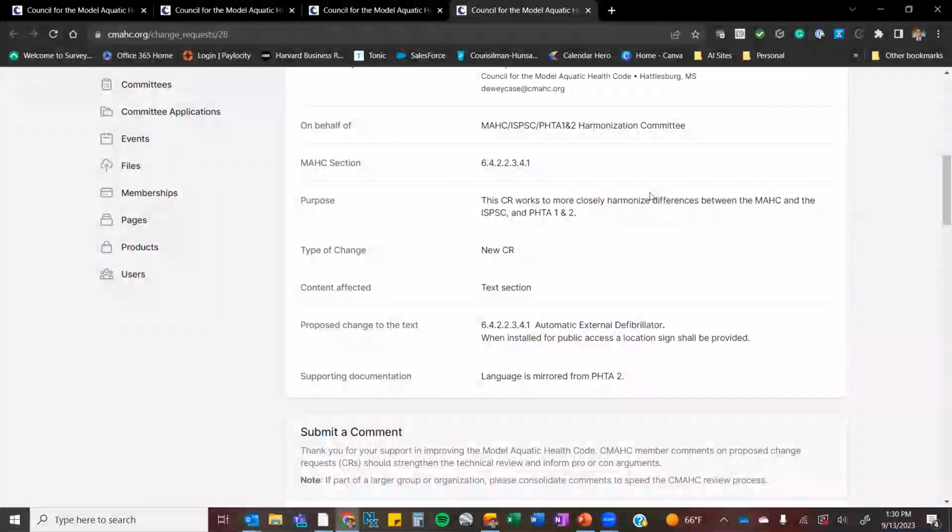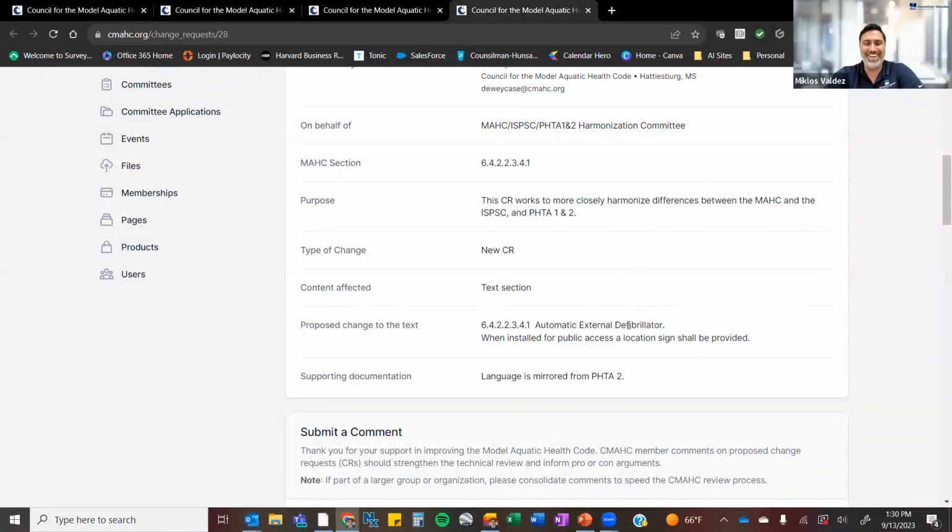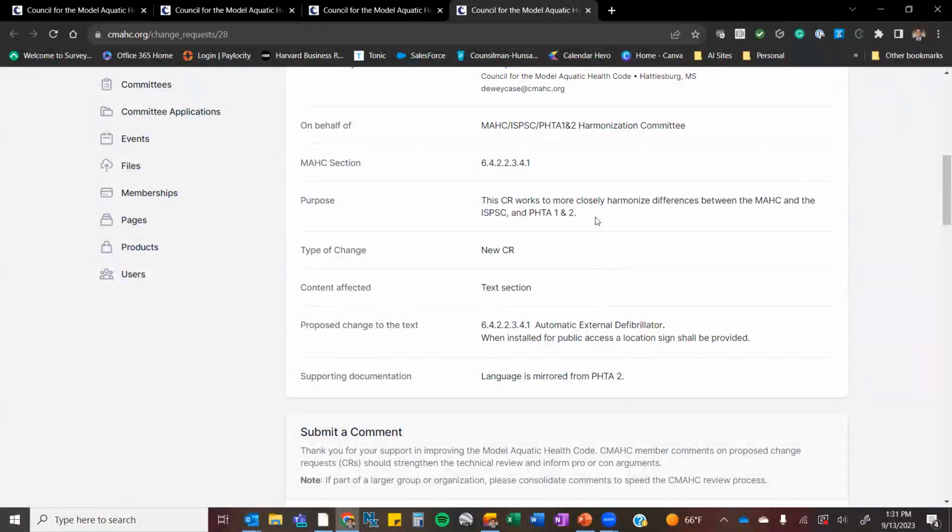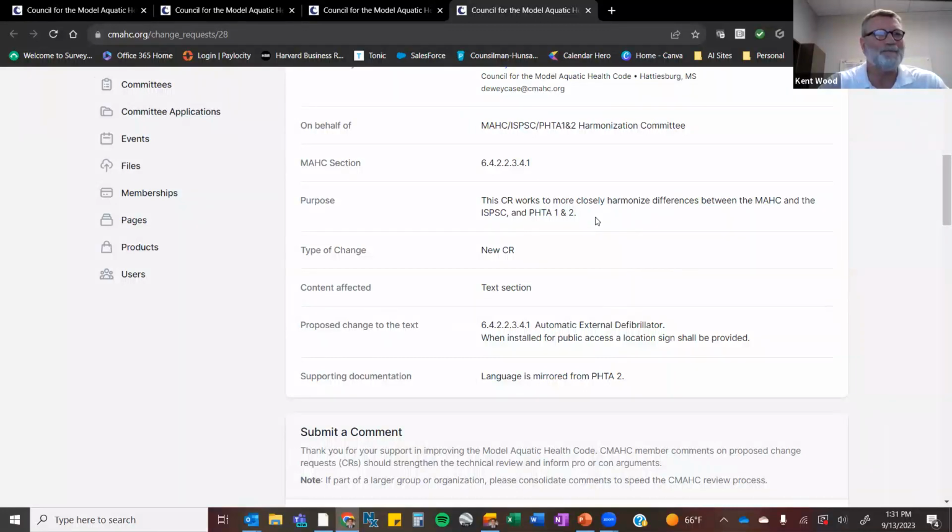The purpose of this is to harmonize with the PHTA and ISPSC. Can we look to see what their language is and match to theirs? That was the exact language. Okay. So if we use this, then we'll be harmonized, right? Yeah. But we can still improve the language and still meet the intent of harmonization. Okay, then I think we do that. Cool. Thanks, Dewey.